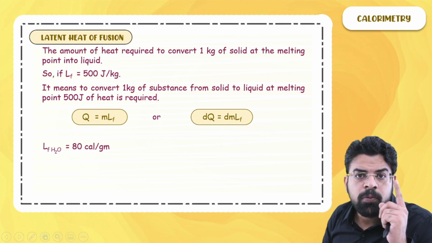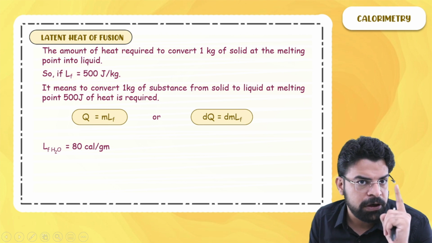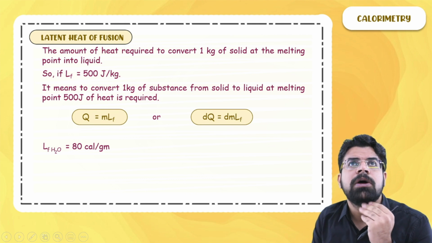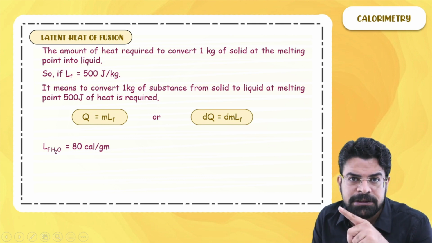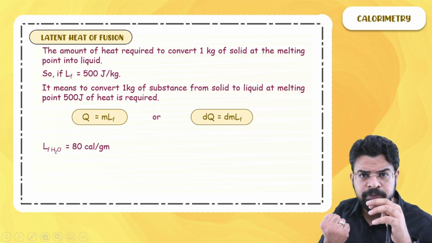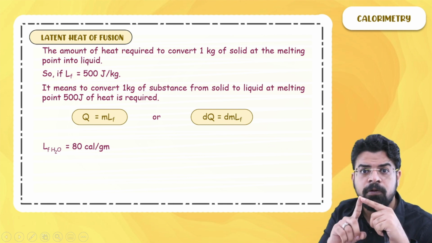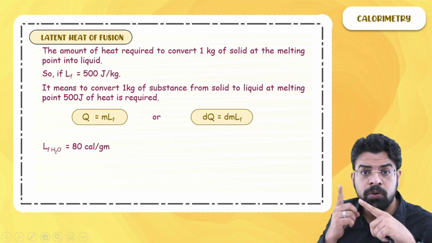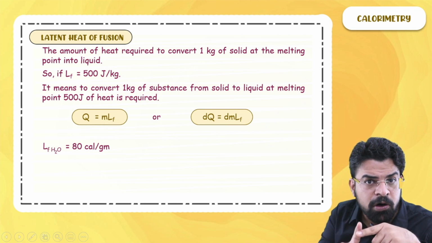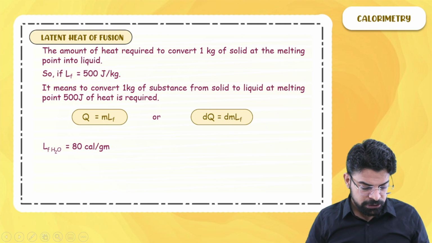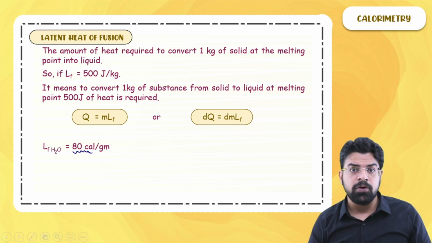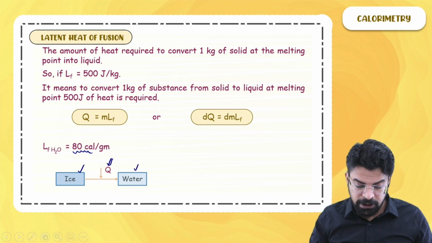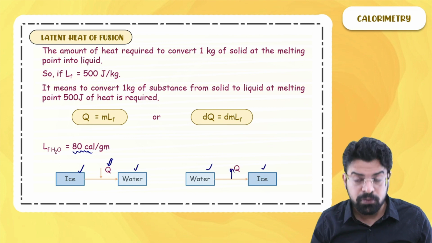This means that to convert 1 gram of ice into 1 gram of water at 0 degree centigrade, you have to give 80 calorie. And to convert 1 gram of water into 1 gram of ice at 0 degree centigrade, you have to extract 80 calorie. So we say that the latent heat of fusion is 80 calorie per gram. To convert from ice into water, you have to give heat. And to convert from water into ice, you have to take heat.